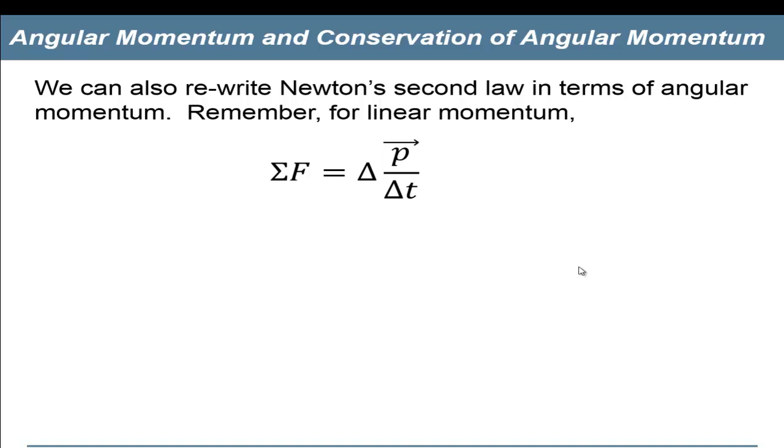Finally, we can actually rewrite Newton's second law in terms of angular momentum. Remember, for linear momentum, we said that it is essentially an impulse, right? A change in momentum with time. So making the same sort of analogy for angular momentum, we have the sum of the torques is equal to the change in angular momentum with time. And that wraps us up for the dynamics of rotational motion.